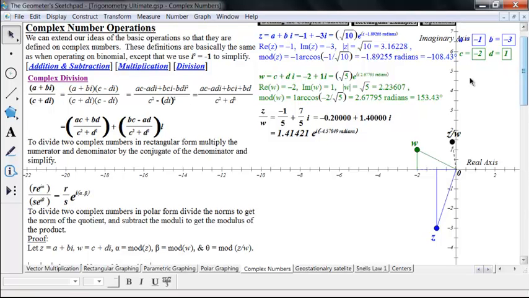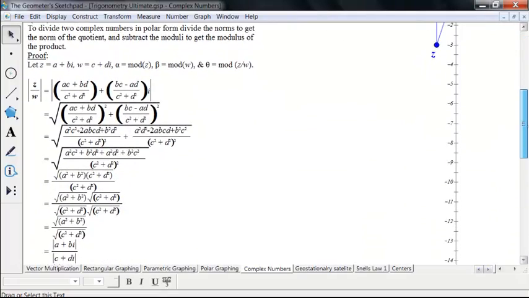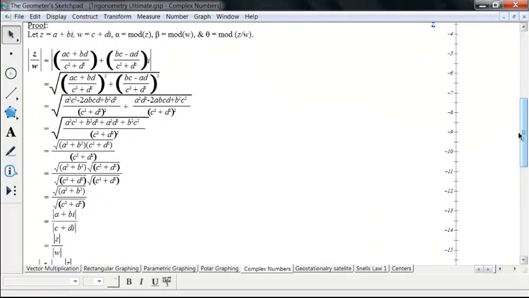Now, let's actually prove that this last result is true. And this is going to be very similar to our proof of the last thing that we did with multiplication. So, again, let z be the complex number a plus bi, w is c plus di. So a, b, c, and d are real numbers, w and z are complex numbers. Alpha, beta, and theta are going to be angles. Alpha is the modulus of z, beta is the modulus of w, and theta is the modulus of z divided by w.